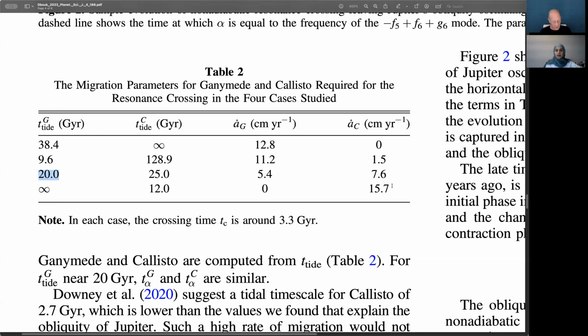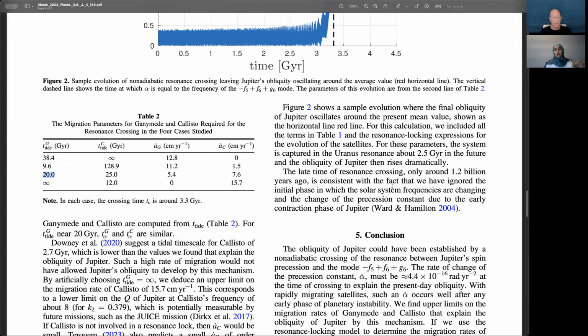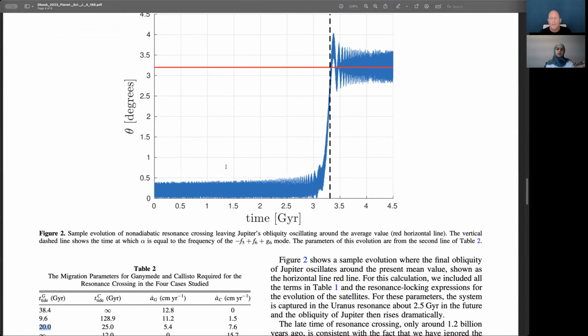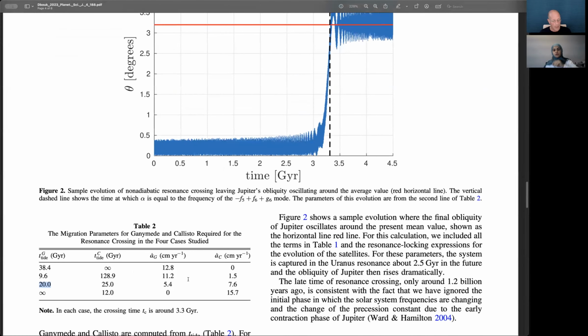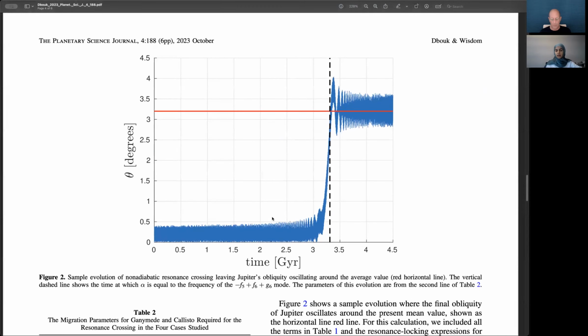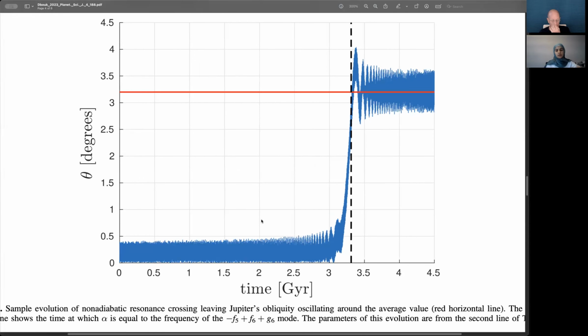Absolutely. And so finally, all of those 4 cases can produce something like figure 2 here, but specifically we use the second row in this table to do this figure. Okay. So that's like using the resonance model, starting with the 0 obliquity, and then letting the model evolve into 4.5 billion years. And around 3.3 billion years, we crossed that resonance that we talked about. And you can see how the obliquity actually jumped up, this excitation. Nice. It reaches a value where it currently oscillates about the current mean obliquity of Jupiter.